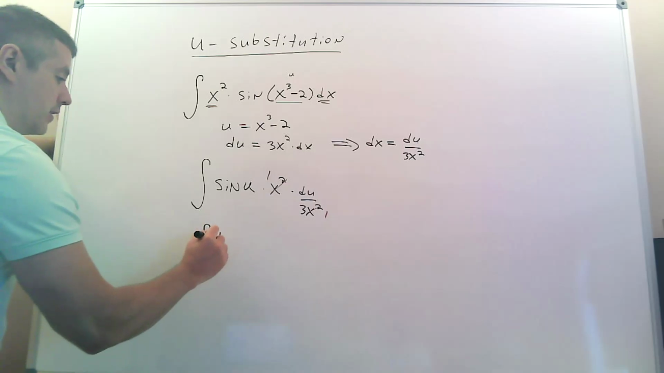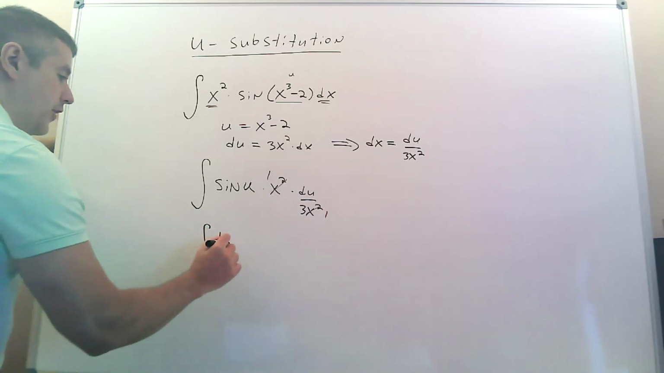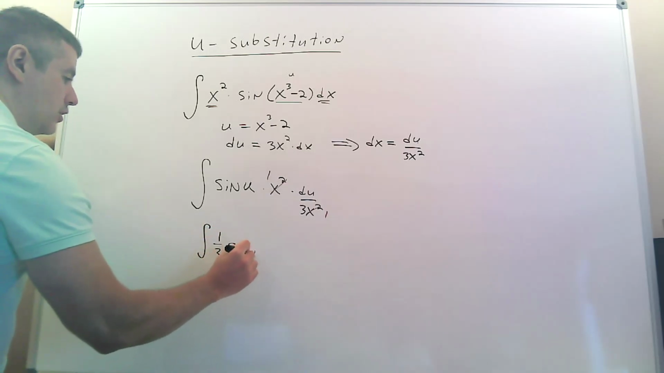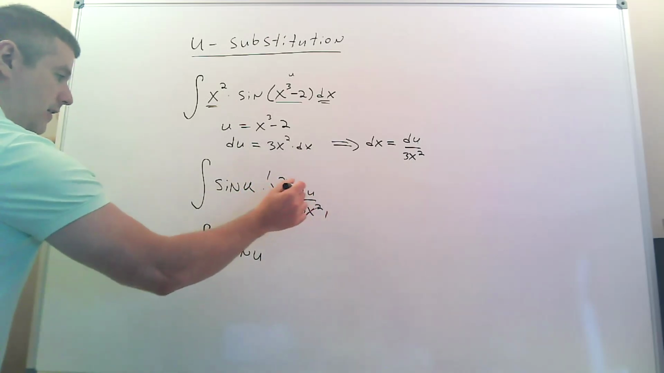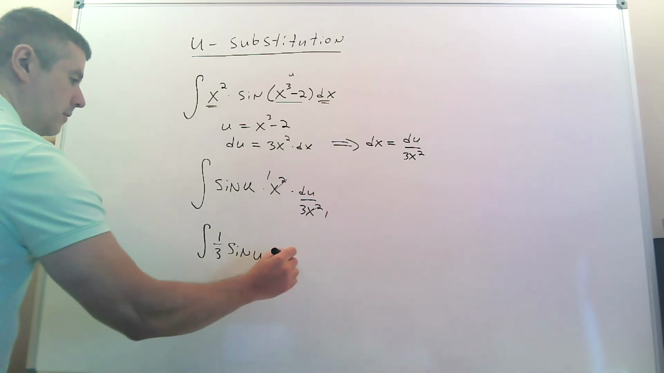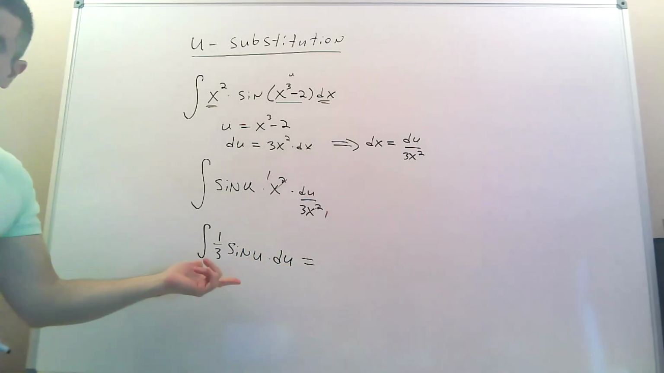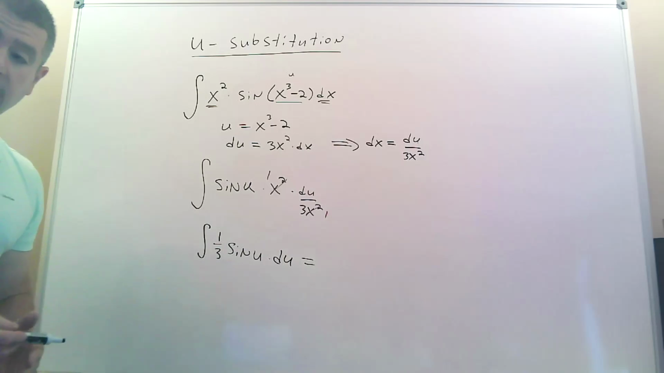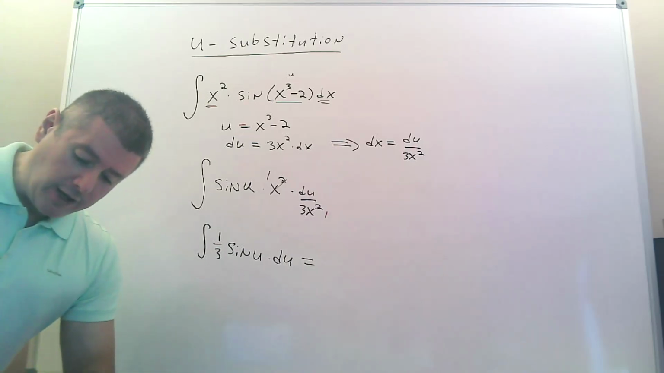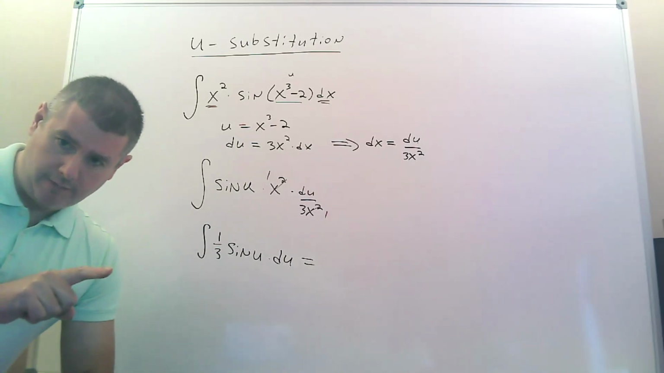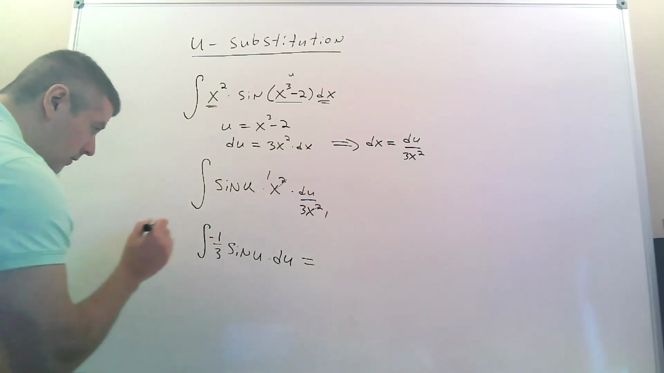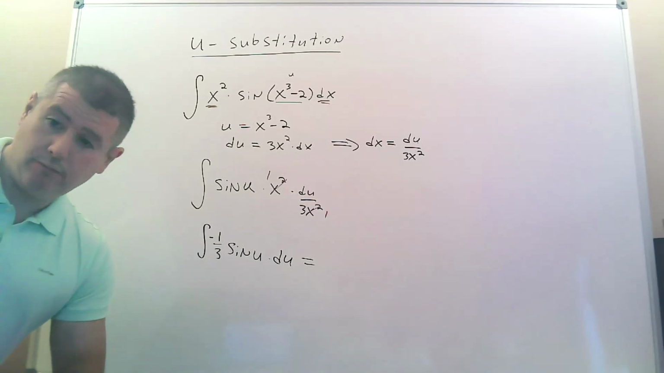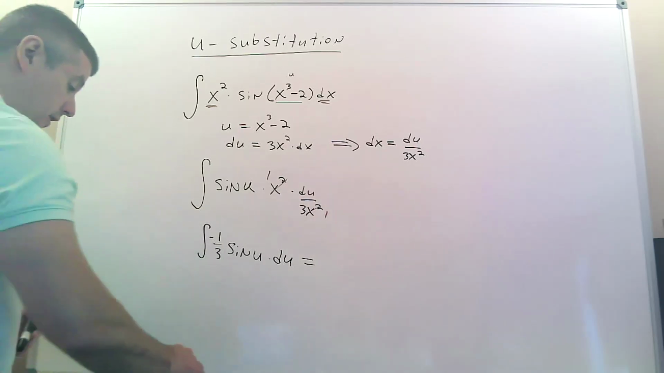This time I'll leave it in there just for variety. Put the third, you get sine u, gone, gone. The third is there, and then the du. That's it. I mean, look at how basic that is. So again, you got to be careful. I know that the derivative of cosine is negative sine. Now, if there was a negative here, no worries, perfect. But there isn't one.